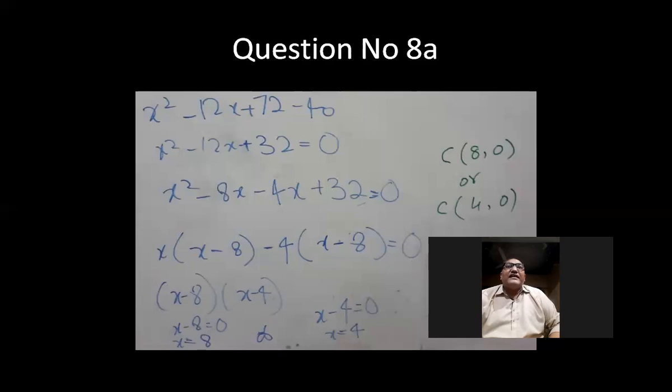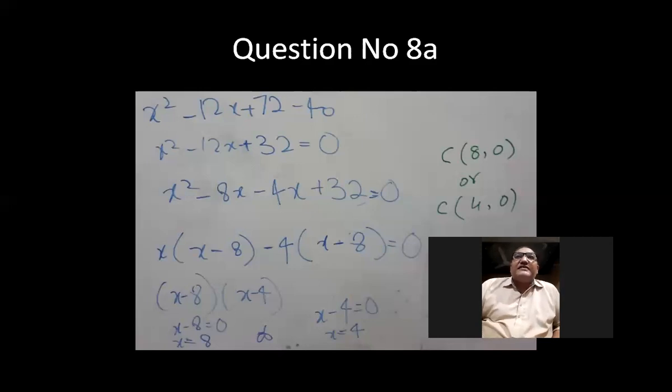So you will have x minus 8 equals to 0 and x is equals to 8. Here you will have x minus 4 equals to 0, x equals to 4. So I think that you got the values of x. So there are two possible values of the c.